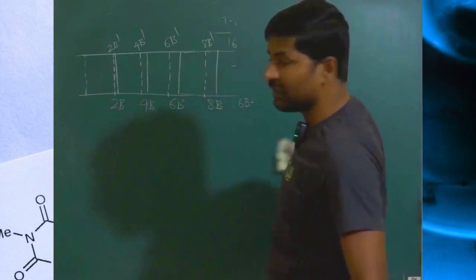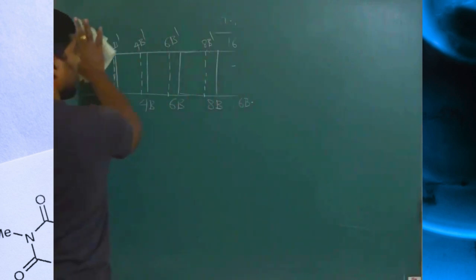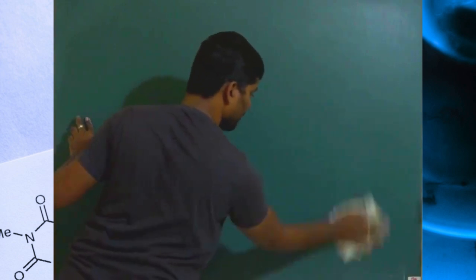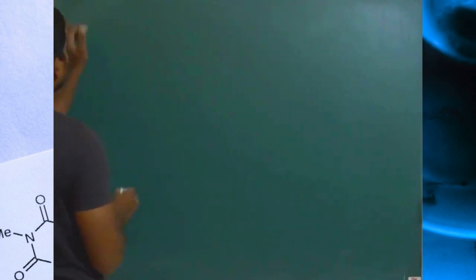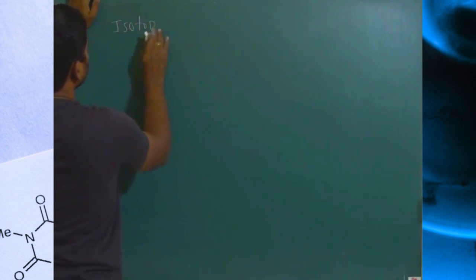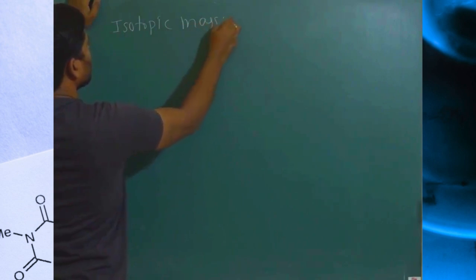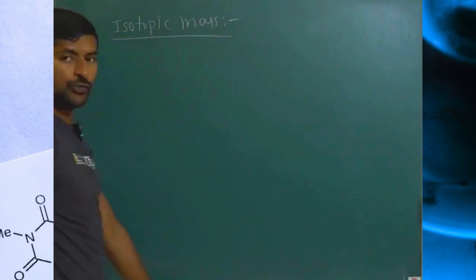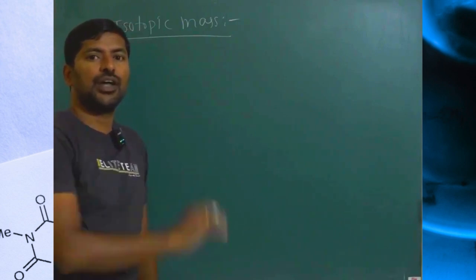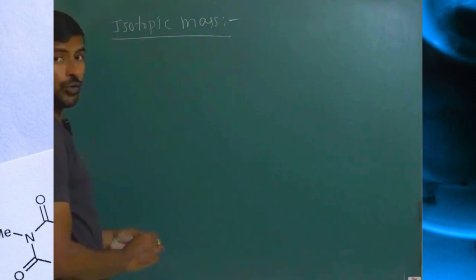So the gap between successive energy levels decreases by using a heavier isotope. Next one, how to calculate isotopic mass. So another application of microwave spectroscopy is we can determine what? Isotopic mass. We can determine isotopic mass.